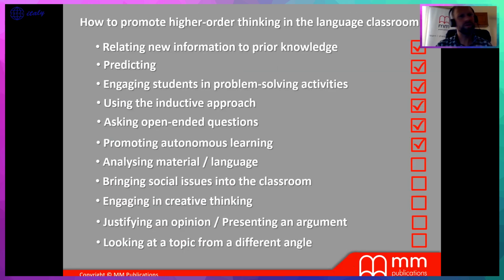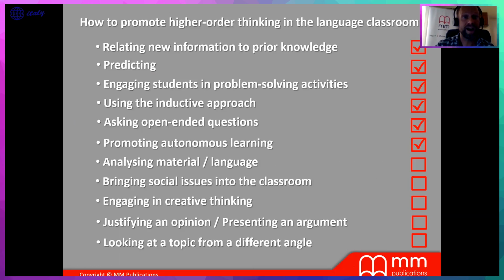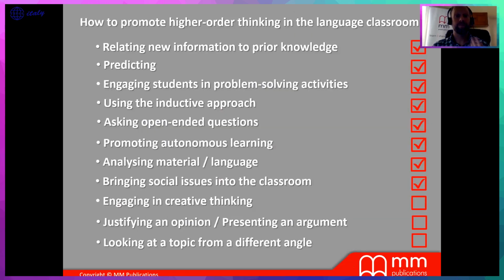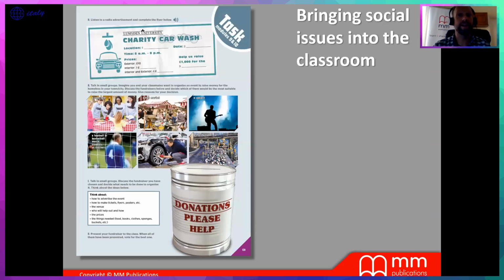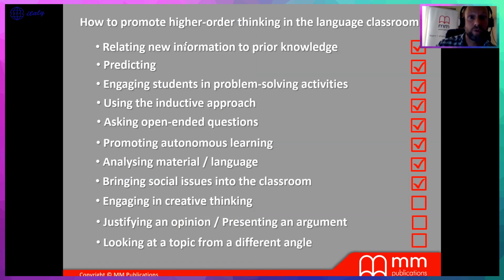Promoting autonomous learning through self-assessment and asking students to work on themselves through various activities. Analyzing the material in the language. So it's not only about doing these specific fill-in-the-blank activities, it's also about breaking it down and seeing how we can make use of these new word concepts that we are learning. Bringing social issues into the classroom, like we mentioned before, making connections with what we are familiar with right now.